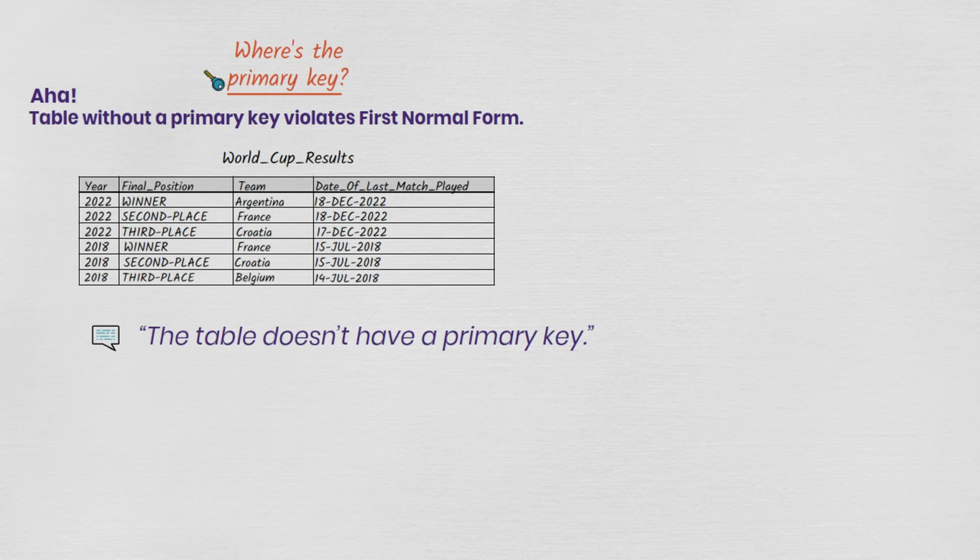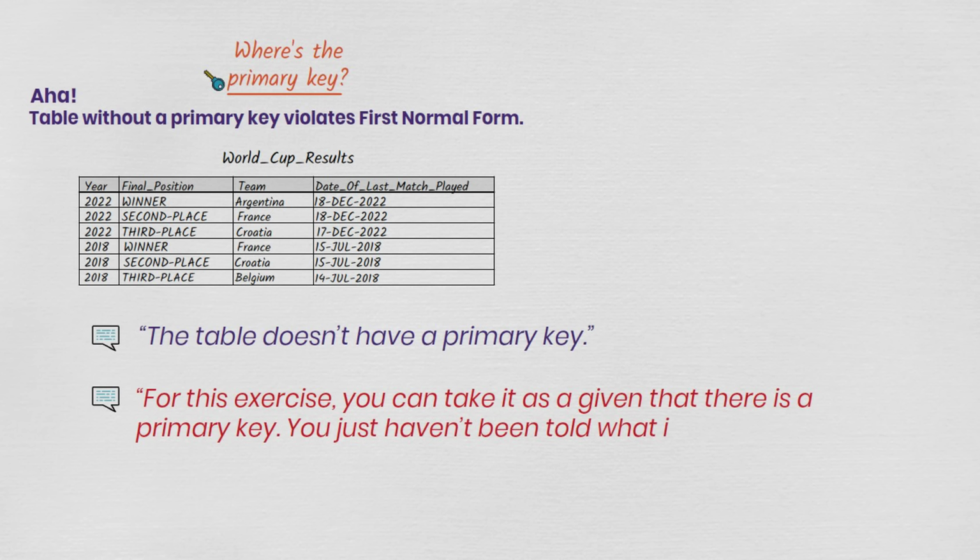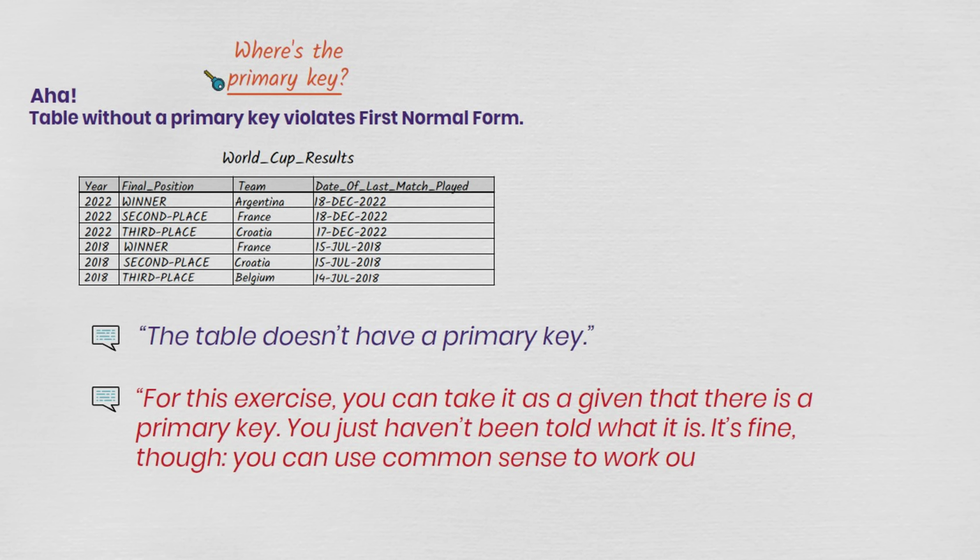The interviewer replies, "For this exercise, you can take it as a given that there is a primary key. You just haven't been told what it is. It's fine, though. You can use common sense to work out what uniquely identifies a row in the table."